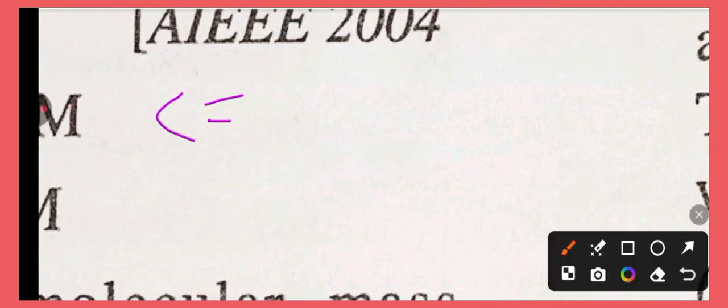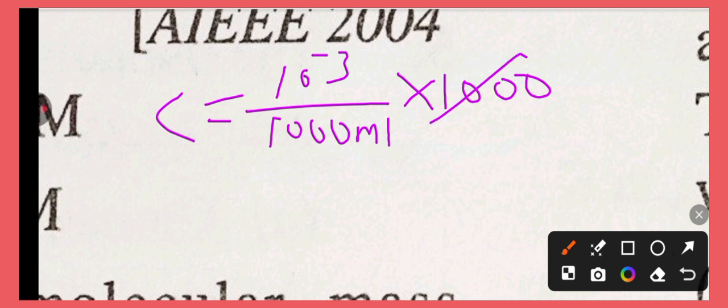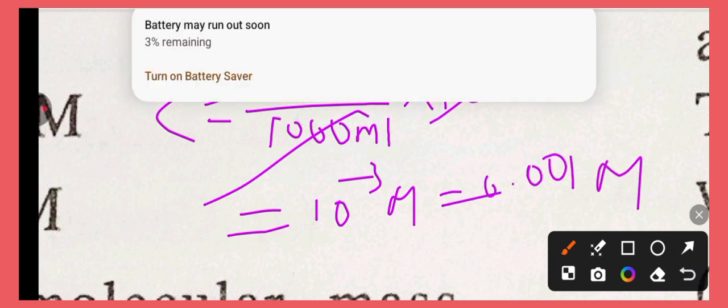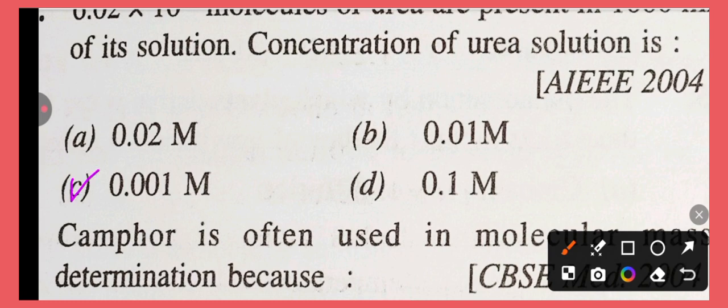Then the concentration is 10 to power minus 3 mole divided by 1000 ml. 1000 ml is given, so we have to multiply by 1000 to convert to liter. So 1000 is cancelled, and we get 10 to power minus 3. We can write it as 0.001 m. Here option C is the correct answer.